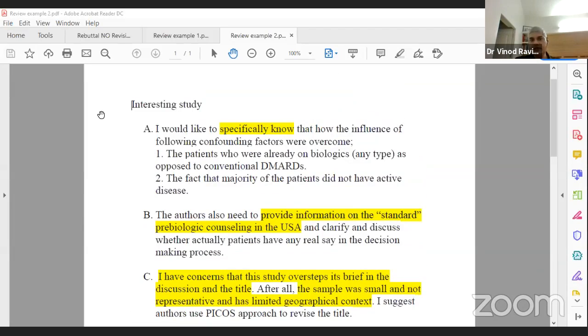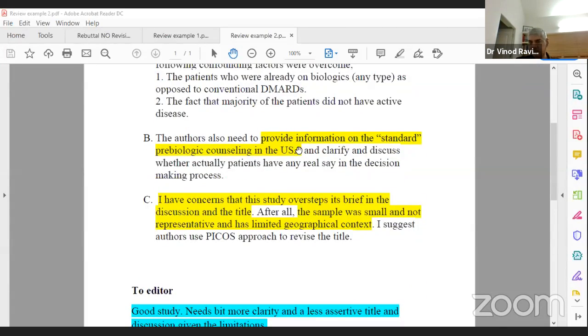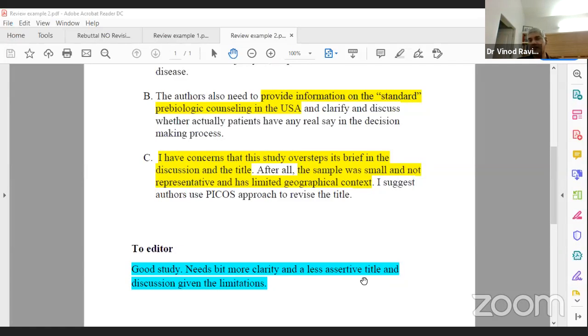Okay, so here it says, interesting study, and I would like to specifically know. He is okay with the whole manuscript. He has got three points, very well made, you can see. So he wants to know specifically what these are. The authors must provide what a standard pre-biologic counseling in the USA is, because the authors have talked about it, but it's not detailed anywhere. And then his final concerns were the study overstepping in its brief and discussion, and the title. So he wants the title and the discussion to be modified. What he has said to the editor is, good study, needs a bit more clarity and a less assertive title and discussion given the limitations.